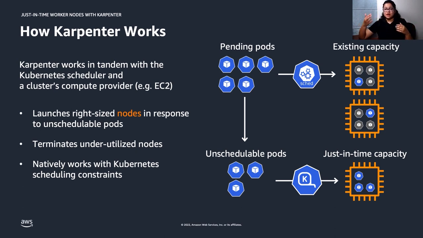When pods are launched and they cannot be scheduled using the existing capacity of your cluster, Karpenter will actually bypass the Kubernetes scheduler and work directly with your provider's compute service. For example, Amazon EC2 instead of autoscaling groups in Cluster Autoscaler. So it launches the minimal compute resources that are needed to fit those pending pods and binds those pods to the nodes that it provisioned.